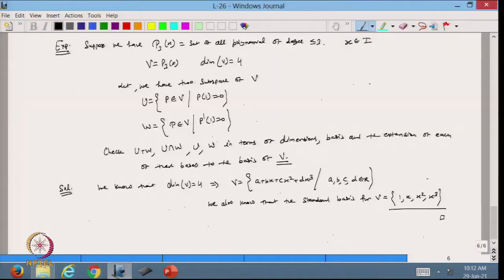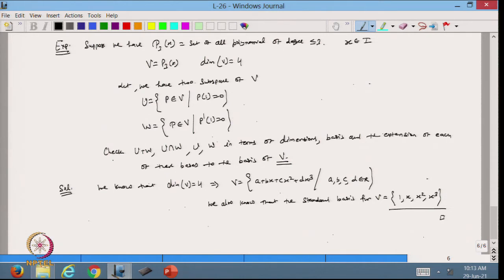In the last lecture we started with an example: suppose we have the set of polynomials of degree less than or equal to 3, which is a vector space of dimension 4. From there I choose two subspaces. One subspace is U, with all the polynomials such that P(1) is equal to 0. It means that 1 is a root of this polynomial. And W is another subspace of V in which P dash, the derivative of the polynomial, taking the value at x equal to 1, is 0.